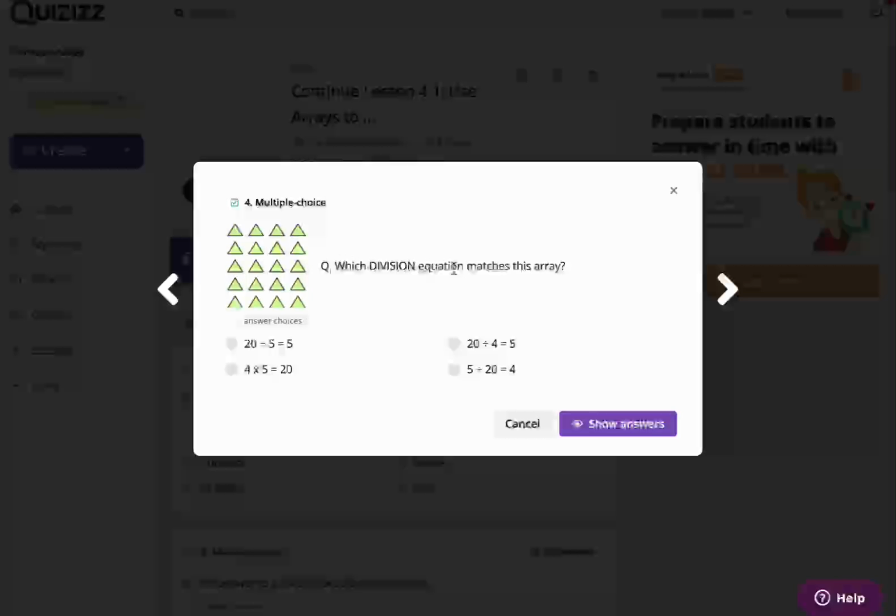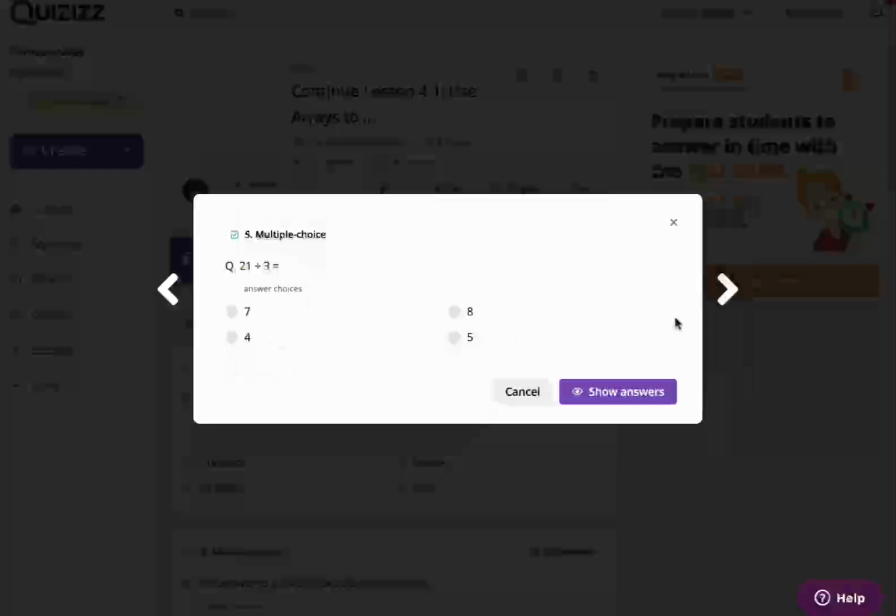Okay, which division equation matches this array? We have here 1, 2, 3, 4, 5 rows and 4 columns and 20 counters in all, 20 triangles. So the correct choice should be 20 divided by 4 equals 5. Of course, we have another correct answer, 20 divided by 5 equals 4, but we don't have it here. So the first one here, 20 divided by 5 equals 5, is wrong. Okay, let's move to the next one.